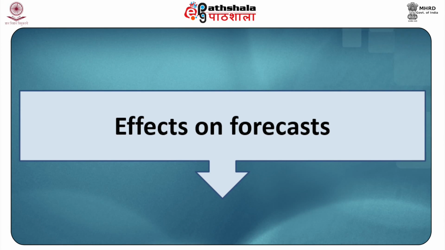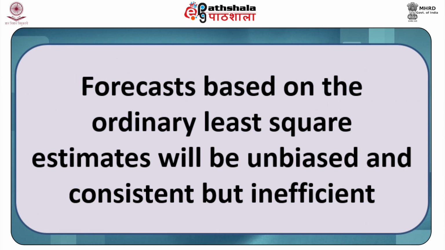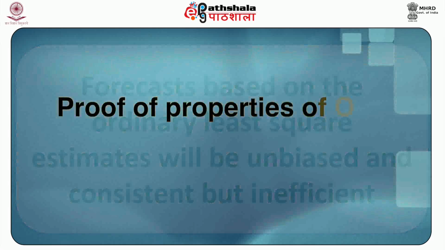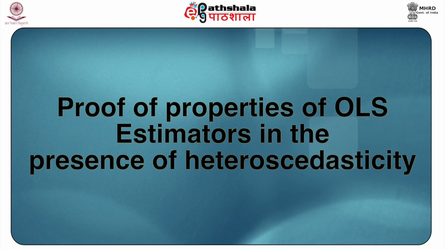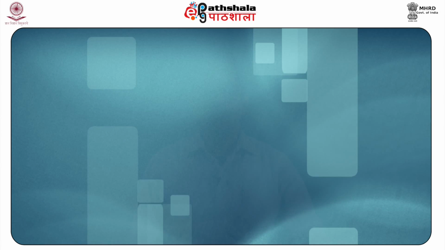Let's now look at the effects on forecast. Forecasts based on the ordinary least squares estimates will be unbiased and consistent but inefficient. About the proof of properties of OLS estimators in the presence of heteroscedasticity. In this section, we will prove some of the properties of OLS estimators discussed in the previous section. The proof of others is beyond the scope of this module.